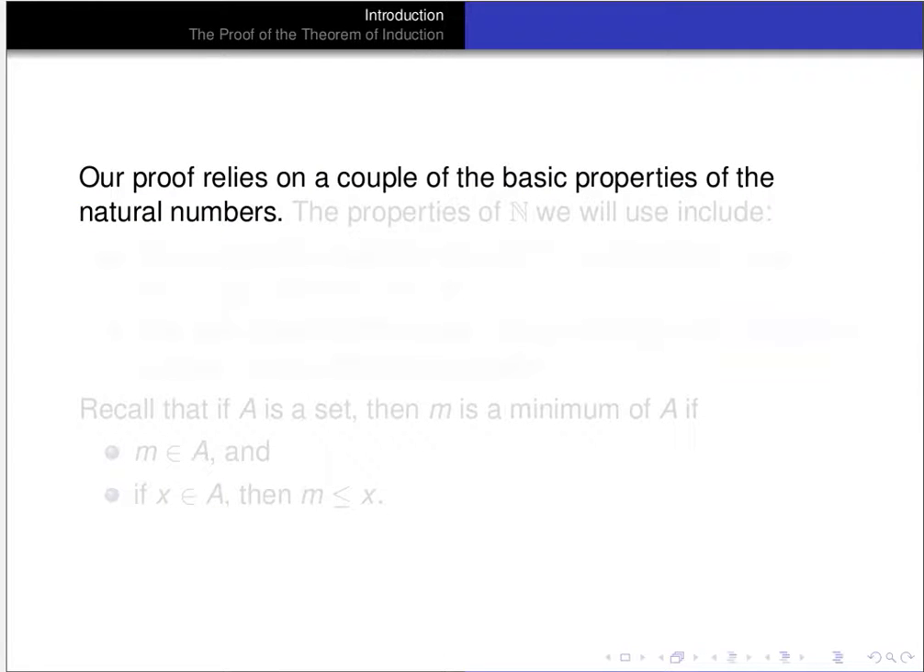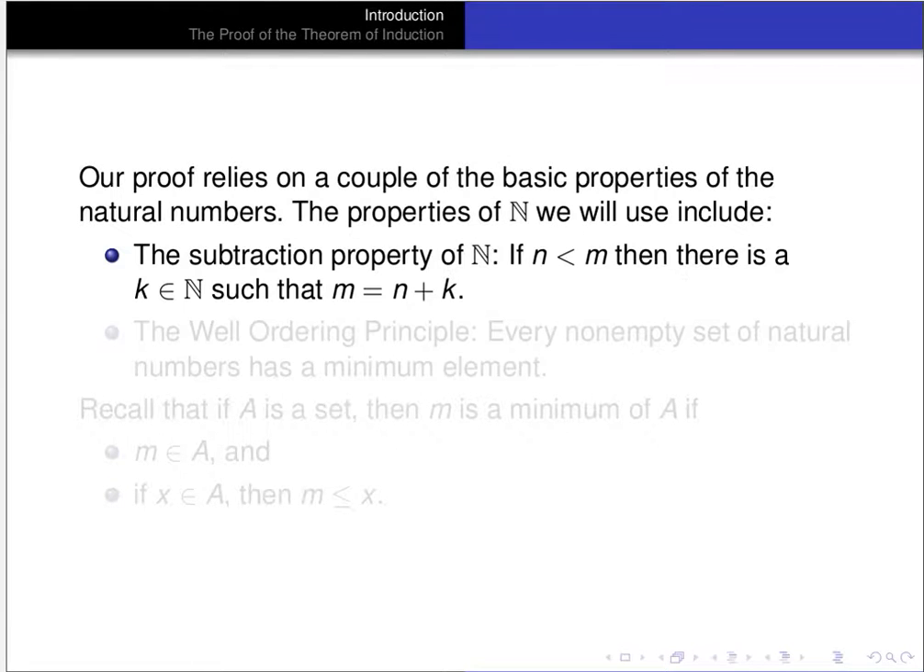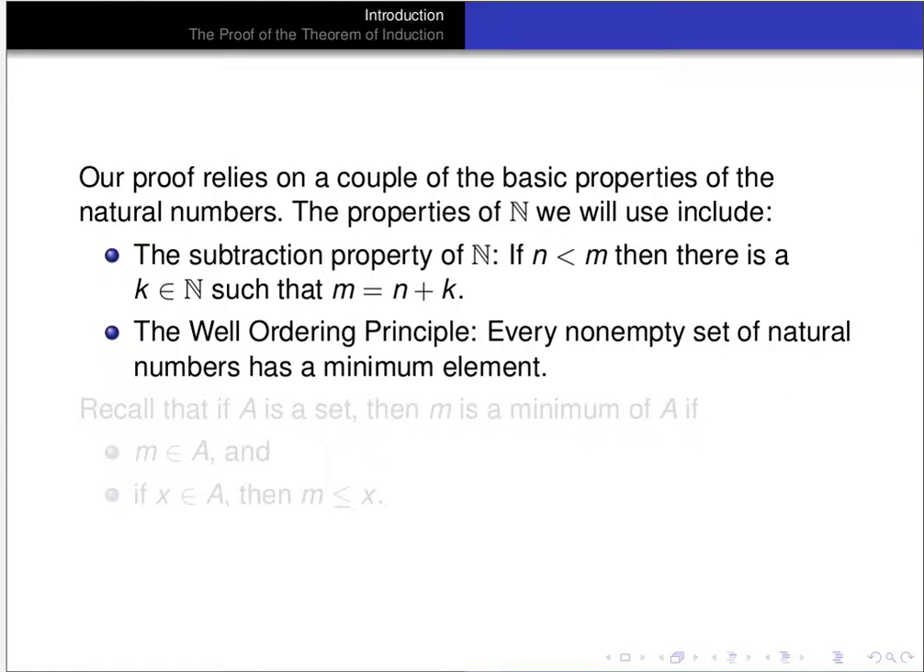Our proof of the theorem of induction is going to rely on a couple of the basic properties of the natural numbers. So the properties that we'll use include the subtraction property, which states that if n is less than m, then there's a natural number k such that m is equal to n plus k, so k would be the difference between m and n. And the well-ordering principle, which states that every non-empty set of natural numbers has a minimum element.